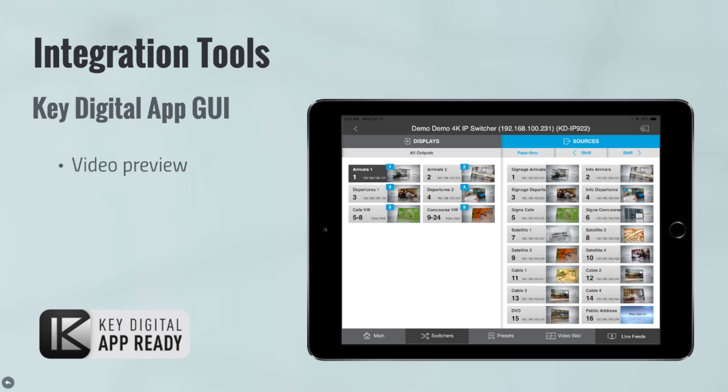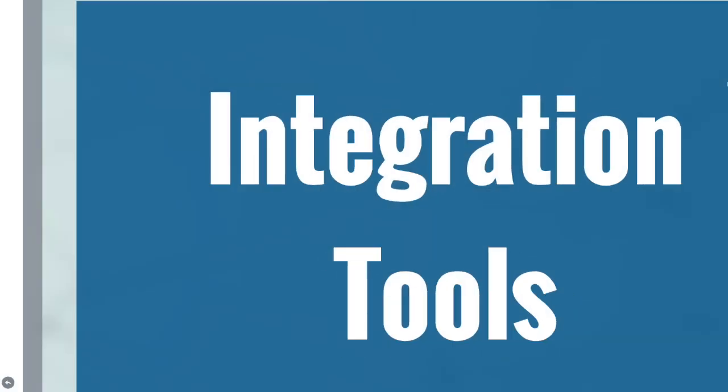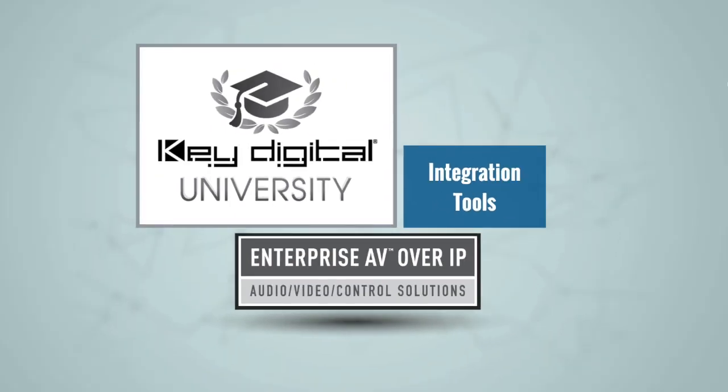Here is the switching section again, but also showing the video preview to the right of each section, so you can see what is going on the screen right there as well. Pretty phenomenal. So that is it for the integration tools section of Enterprise AV over IP, and that is from Key Digital University.